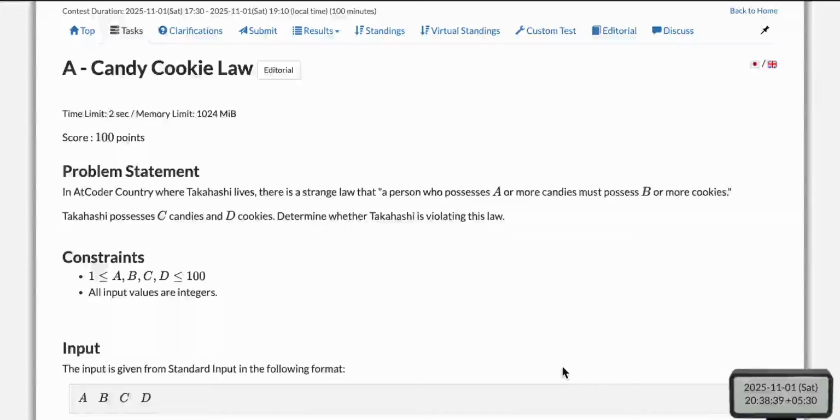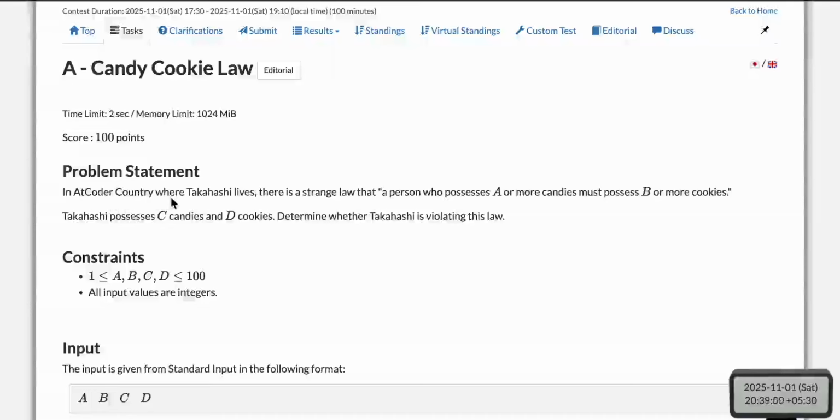Hello guys, so let's discuss the AtCoder Beginner Contest 430 post-contest discussion. Let's discuss the questions of this contest. The first question is A, Candy Cookie Law.